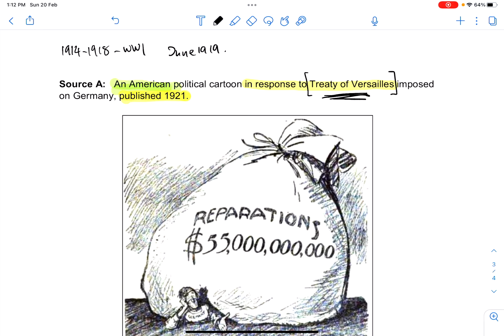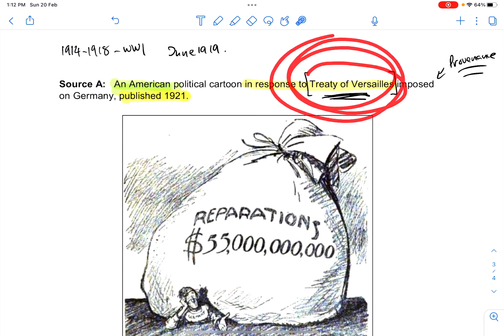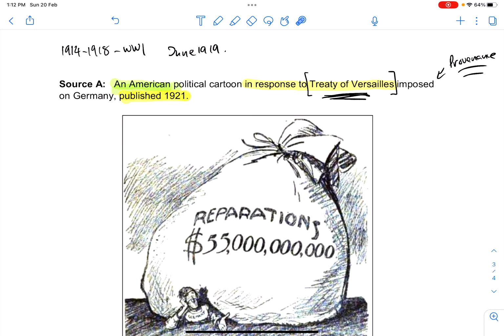Now, highlight who is the author. In this case, it is American. Next, highlight what is the issue here. The issue here is the TOV. Therefore, your main inference, the main header, the main character, must be about the TOV and nothing else. Alright, it must be about the TOV.